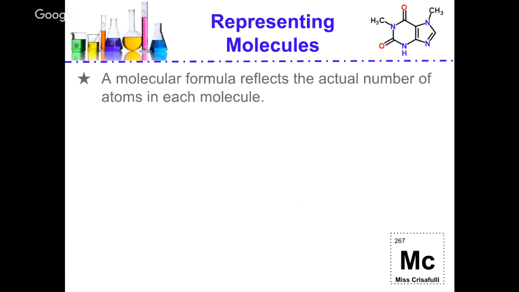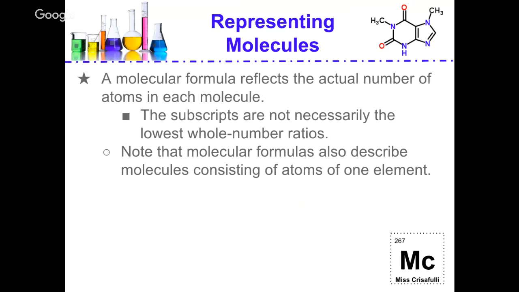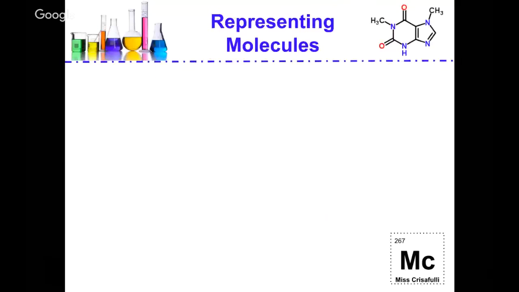When we're representing molecules, we can use a molecular formula, which reflects the actual number of atoms in each molecule. The subscripts are not necessarily the lowest whole number ratios, and that's okay. Note that molecular formulas also describe molecules consisting of atoms of one element. For example, an oxygen molecule consists of 2 oxygen atoms bonded together, and its molecular formula is O2.